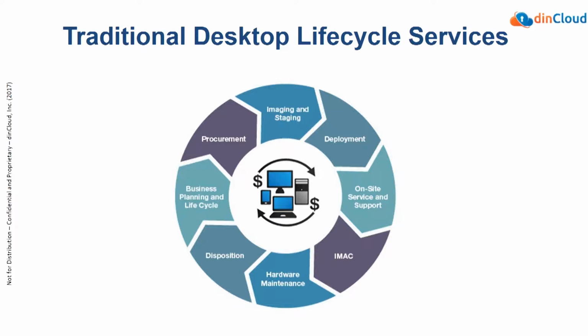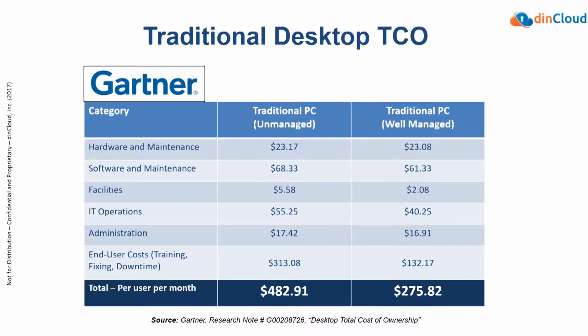And then at the end of its life cycle, you'll dispose of that asset and go through the entire process all over again. That's a typical traditional desktop life cycle, which I'm sure everybody's very familiar with, very time-consuming, very expensive. According to Gartner, they come out with a desktop TCO report every couple of years. The last one they came out with says the true cost of traditional desktop management is anywhere from $275 to $482 per month.